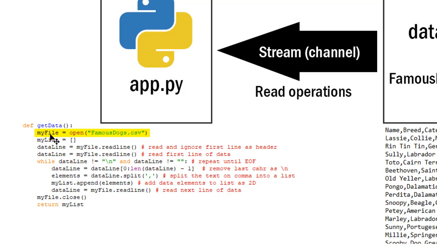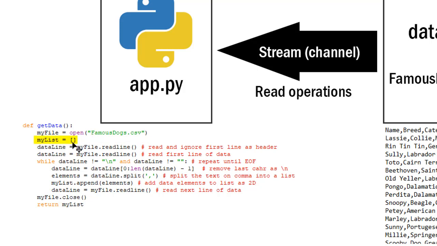That's going to enable me to pass data from that CSV file into my Python application. So the first thing I need to do is create that channel, and I'm doing that by telling it to open the name of my file, famousdogs.csv. Notice that's in quotes, it's a string. And that CSV file resides in the same folder or directory as my Python application. If it didn't, I could specify a path where it would find that file.